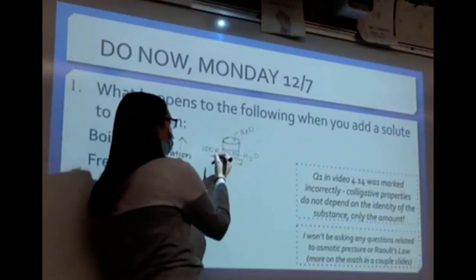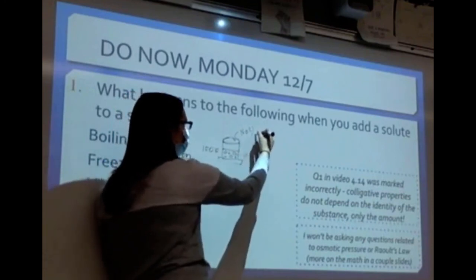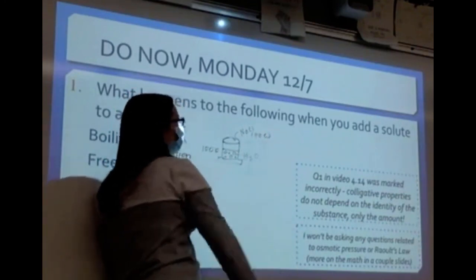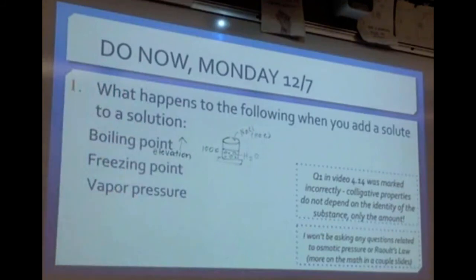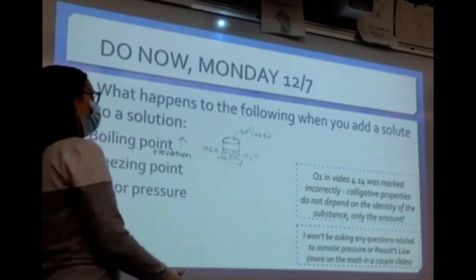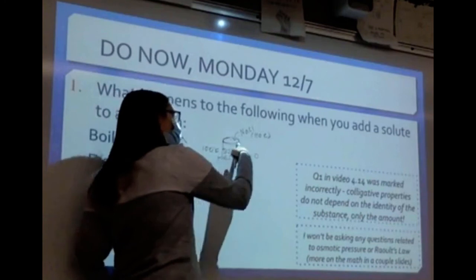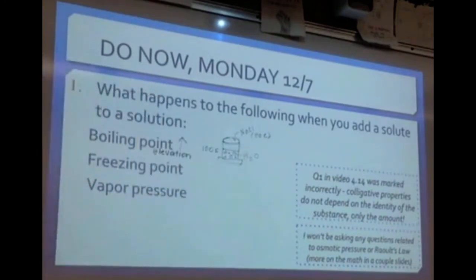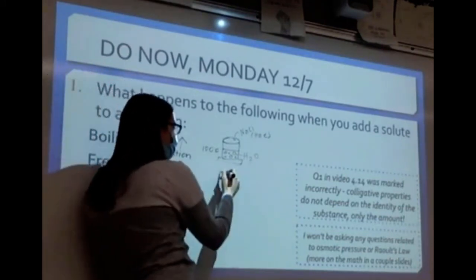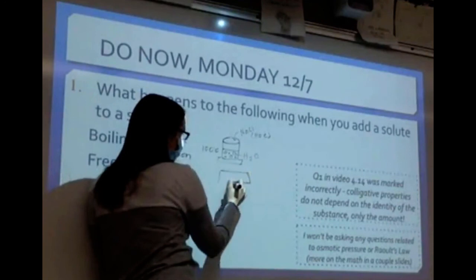So let's say maybe instead, once I add the NaCl, the solution boils at 110 degrees Celsius. So when you add a solute to create a solution, boiling point goes up. Why? Because now you have to not only heat the water, but you also have to speed up the solute particles as well.